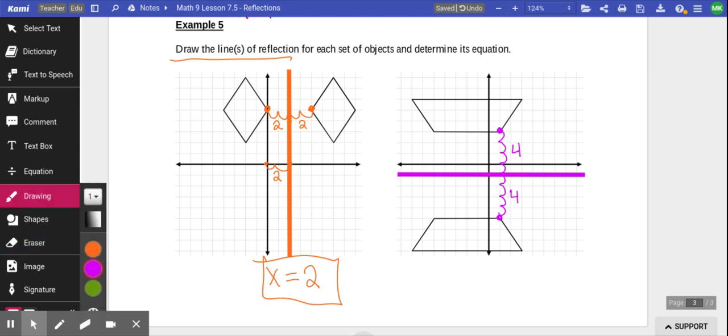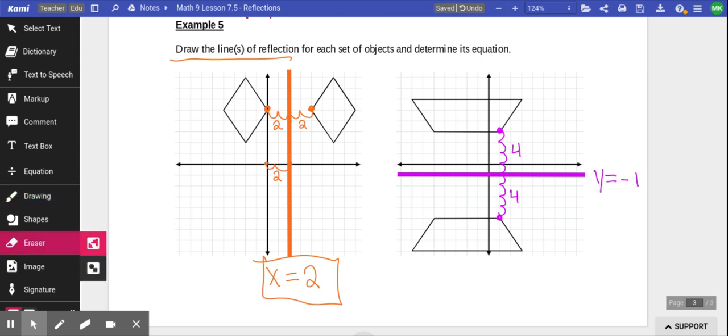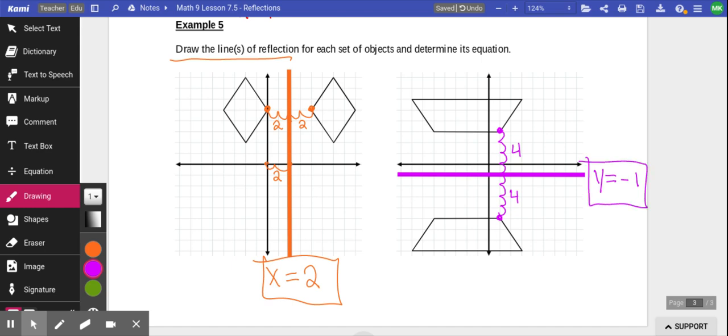To write that out, because it's a horizontal line, I know it's y equals, and in this case, it's y equals -1. Because if I look at my y coordinate or my line, it's 1 away from my origin. Right? That's all the spots where I have a y equals -1 value.